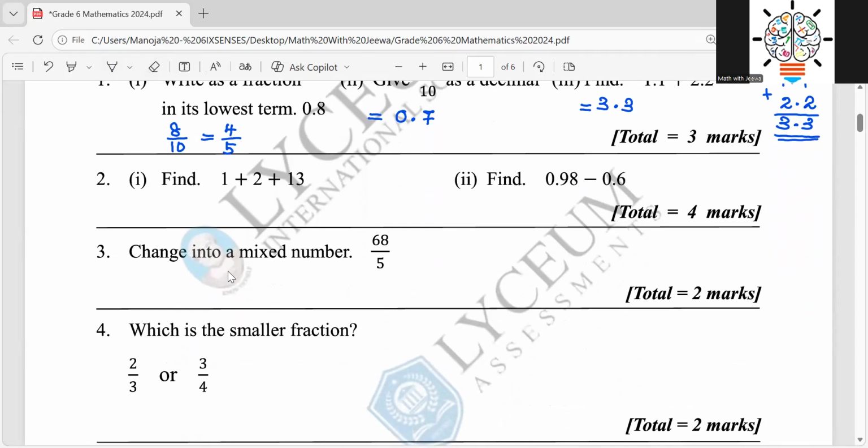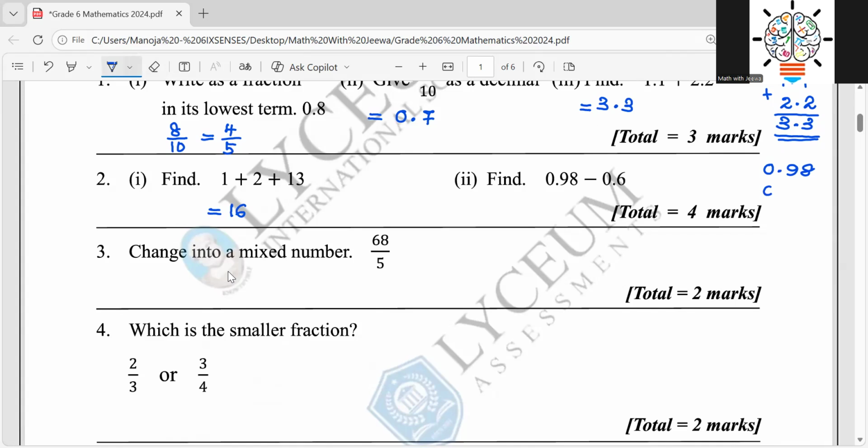Here, if you can remember the very first lesson, sometimes the numbers are given horizontally or vertically. 13 plus 2 is 15, 15 plus 1 is 16. So I write the answer 16 here. And here, again, I write this vertically because it's easier for me: 0.98, and I write 0.6. This is very important: when you're writing these decimal numbers vertically, you want to write them at the correct decimal place.